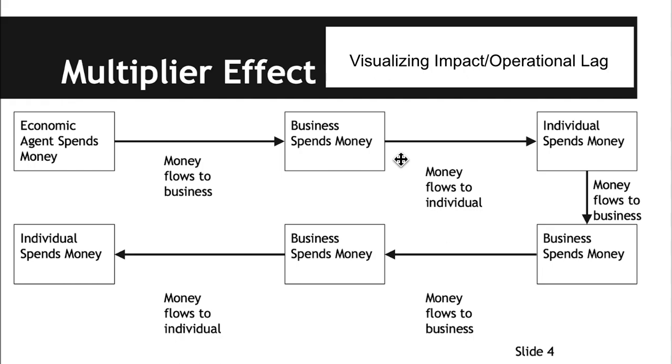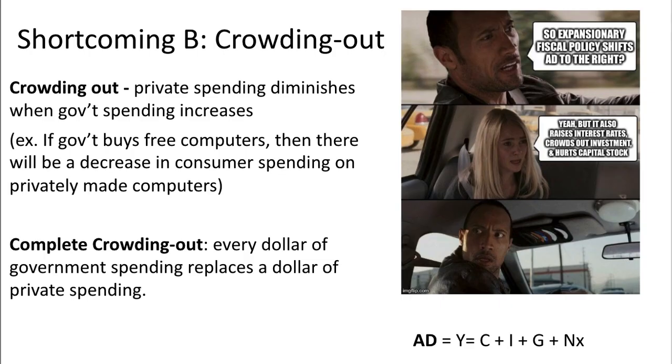So online spending and online shopping does increase the process, but there still is this time lag between when businesses spend the money. That money now is spent by the individual and then back to businesses. So even though the multiplier effect and the circular flow of spending is powerful, it takes some time.